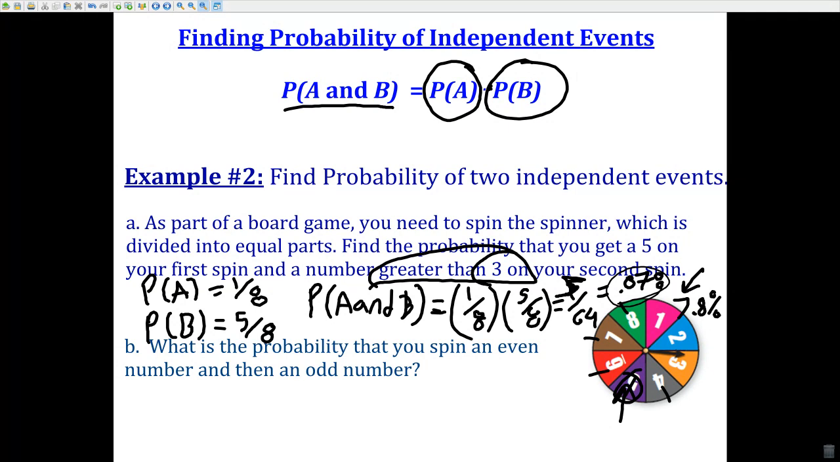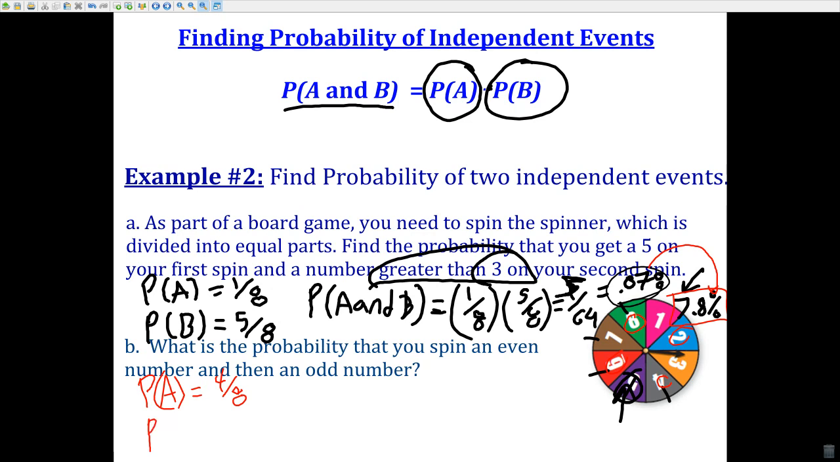If you want to change a decimal to percent, you move the decimal place over twice, and then it becomes the percentage. So 7.8%. Cool. That's the probability that you spin an even number and then an odd number. Okay, so probability of A is the even number: 1, 2, 3, 4. Right? If you didn't want to count, you probably realize that there are 4 even numbers in 1 through 8.